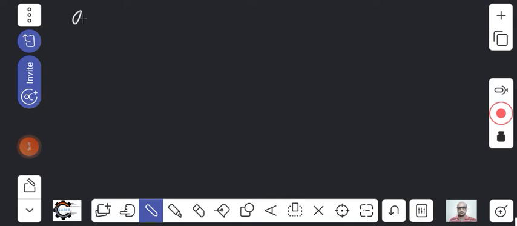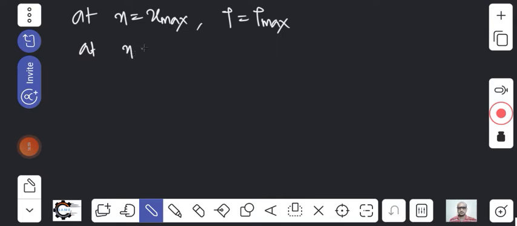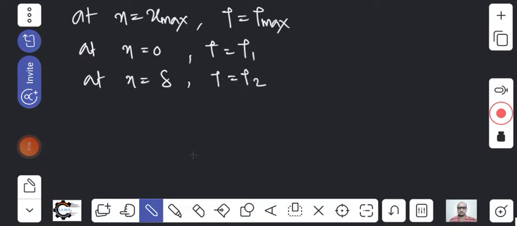Now see, at x is equal to x max, right? My temperature T is T max. At x is equal to 0, T is equal to T1, and at x is equal to delta, the T will be T2, okay? So from the x max, I will get T max, the maximum temperature. So how will I find out this T max?